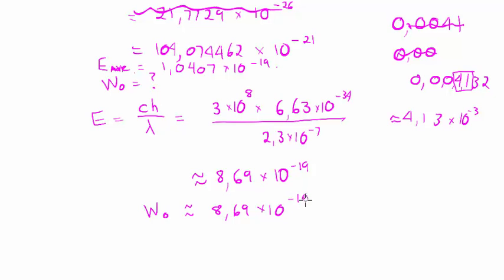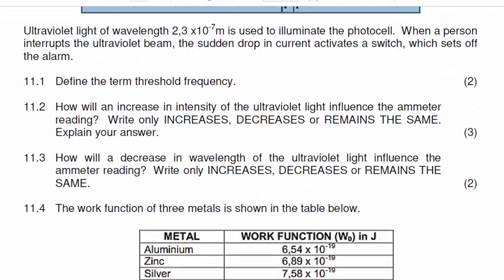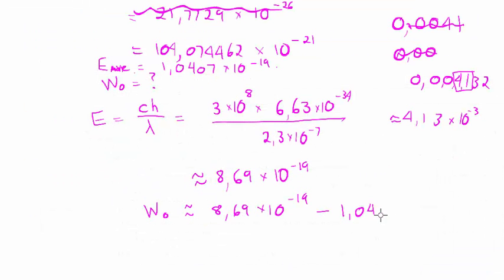8.69 times 10 to the power of negative 19 minus 1.04. Okay, let's just do 2 there, that's fine, because the reason why I'm doing that is that in here they only went to 2 decimal places. Minus 1.04 times 10 to the power of negative 19 is equal to 7.65 times 10 to the power of negative 19.